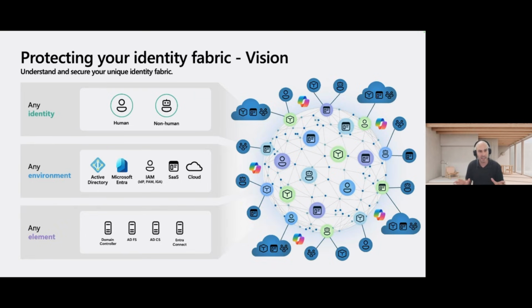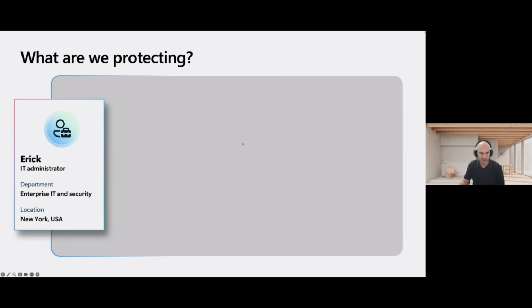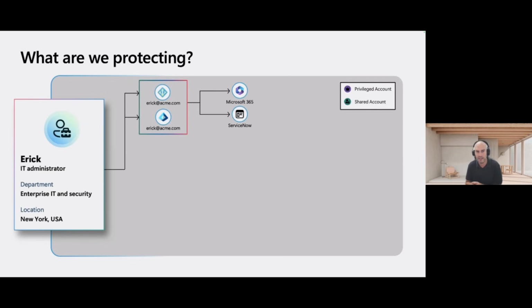Now, I know that's a bit high level, so let's bring it down a bit and see a real-life example of such an identity fabric, and then we can also talk about how we can protect it. So for this example, please meet Eric. Eric is an IT administrator at a company called Acme. Looking at Eric's footprint across the organization, it starts with an AD account, which is synced to Entra ID, a common hybrid deployment. Entra ID is the main single sign-on for the company. Eric can sign into M365 and ServiceNow.